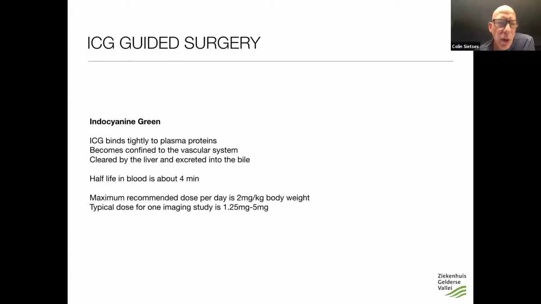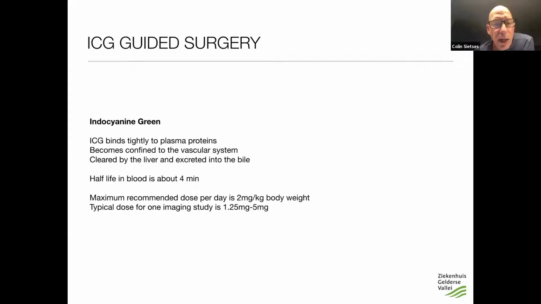So how does ICG work? ICG is given mostly intravenously, and when we give it intravenously, it tightly binds to plasma proteins and becomes confined to the vascular system. But it is cleared by the liver and excreted in the bile, and the half-life in blood is about 4 minutes. This is really important when you use ICG in clinical practice, because you have to realize in which compartment the ICG is. If you want to see it intravascular, you have to look immediately and give it at the same time. But if you want to see it in the bile, you have to give it half an hour or an hour before the procedure.